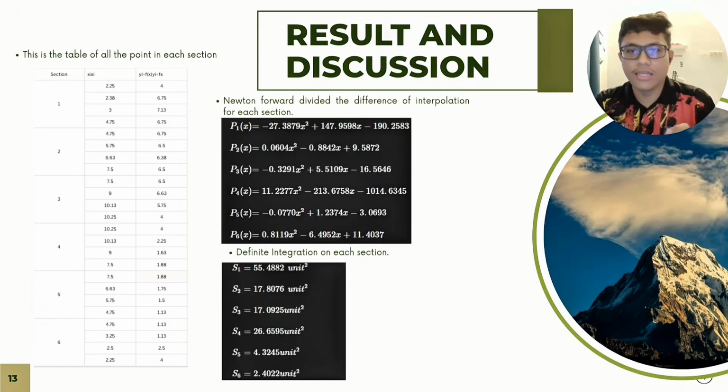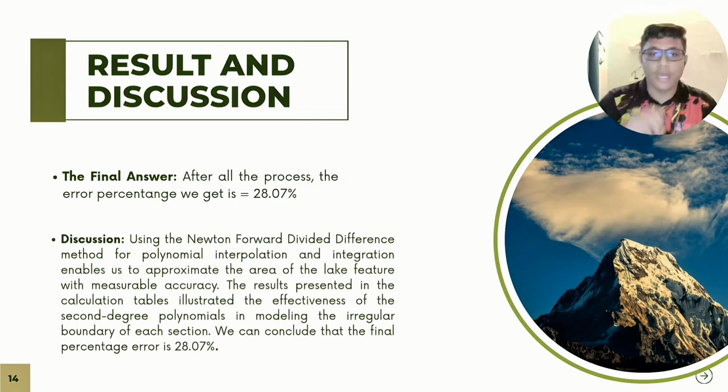You can see that this is a table of all points of each section. Next, you can look at the use of the Newton divided difference method. A unique quadratic polynomial was derived for each of the six sections. After that, you can also see the integration of each polynomial within its x-coordinate boundaries provides the area of that specific segment.